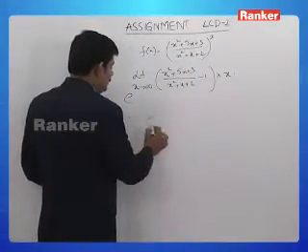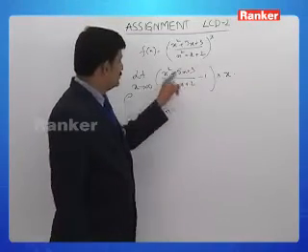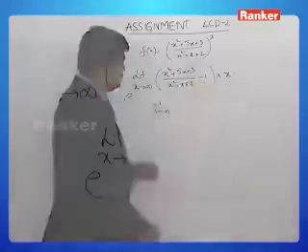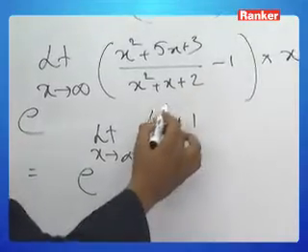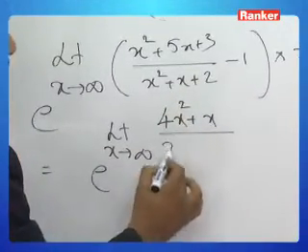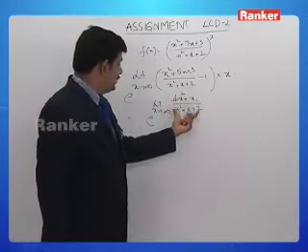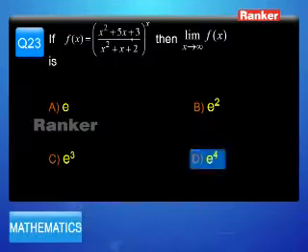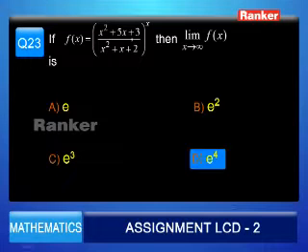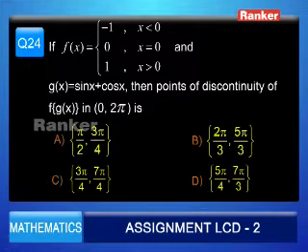So this limit will be e power limit x tending to infinity. Take LCM, x square gets cancelled, 5x minus x is 4x, 3 minus 2 is 1, into x: 4x square plus x divided by x square plus x plus 2. As x tends to infinity, numerator is a quadratic, denominator is a quadratic, x square coefficient is 1 here, x square coefficient is 4 here. So this will be e power 4. Our answer is e power 4. So answer is option D.